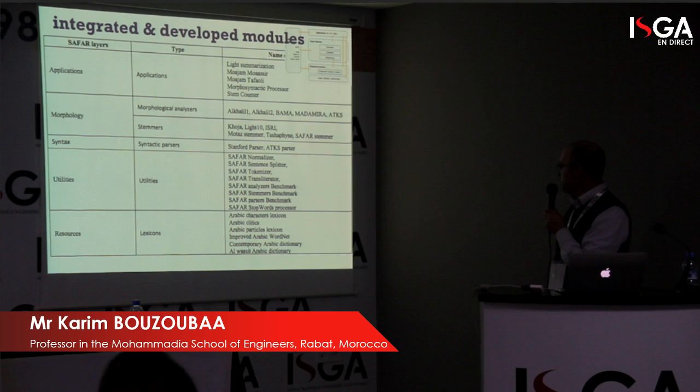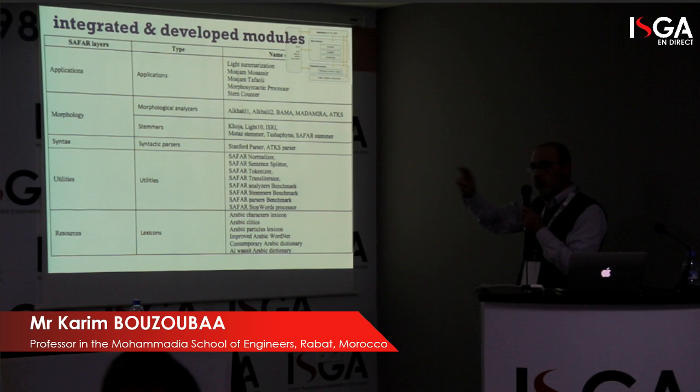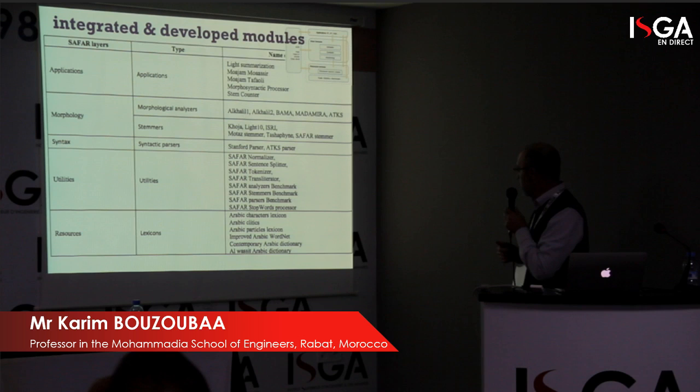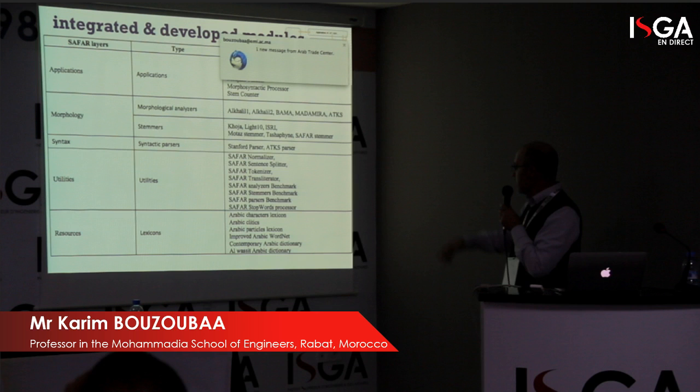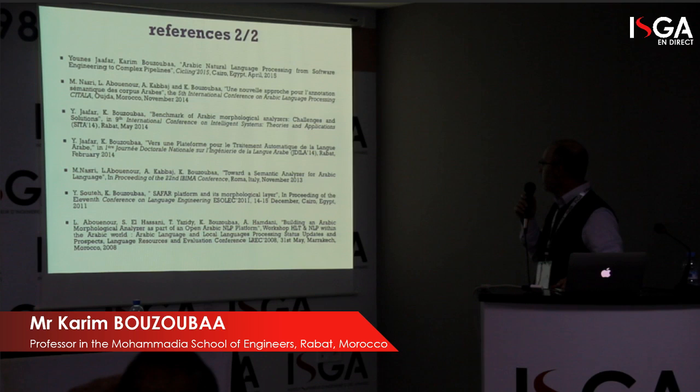And we have a list of resources, such as lexicon, declitics, and both WordNets. I mean, the first version of Arabic WordNet and the second version of Arabic WordNet are available, and two dictionaries, one Al-Wasit dictionary and also a contemporary Arabic dictionary. What else to say? That's it. Okay, those are the references.